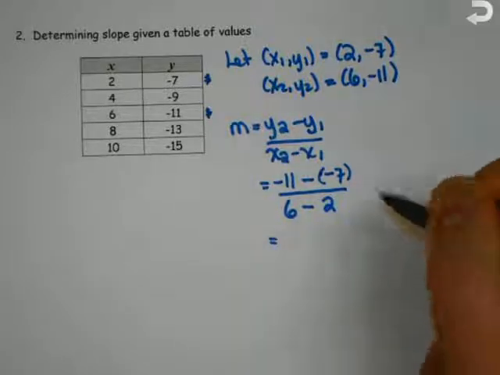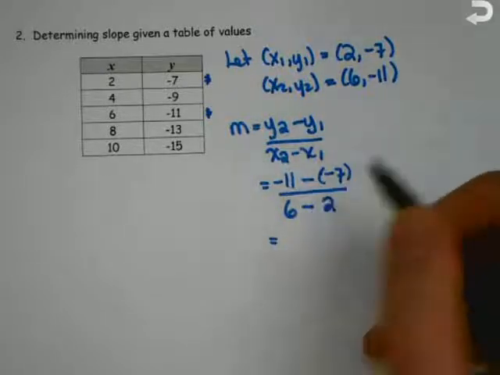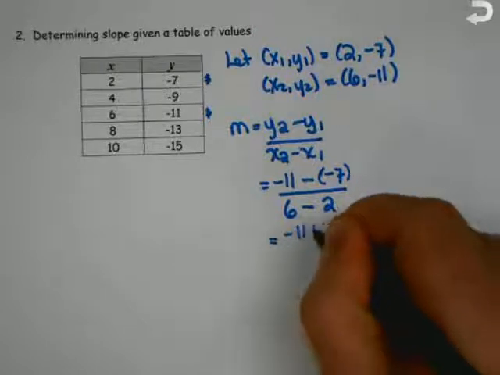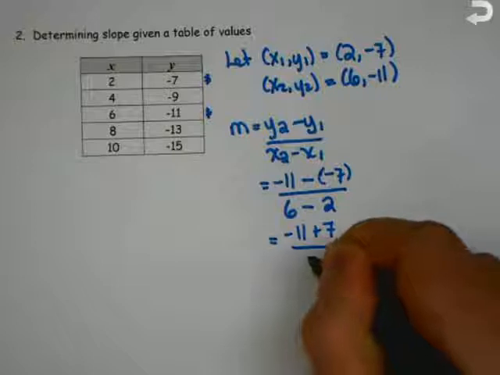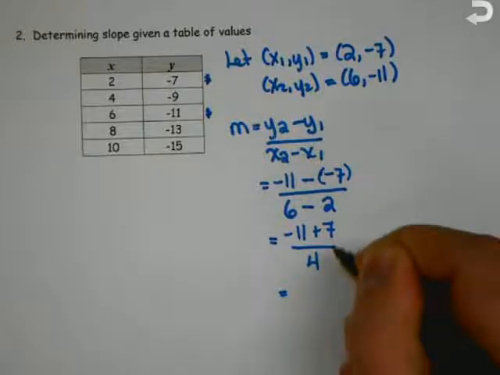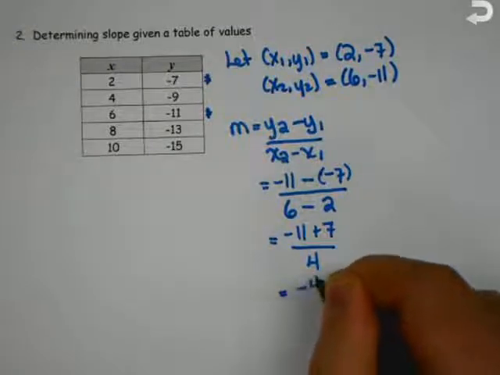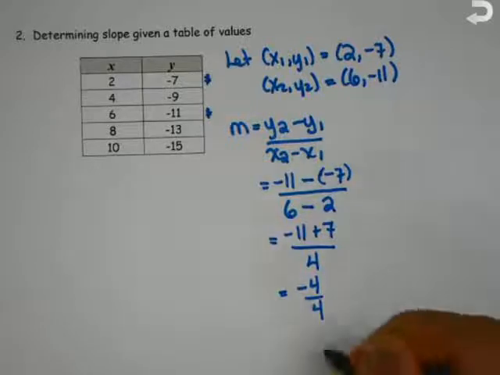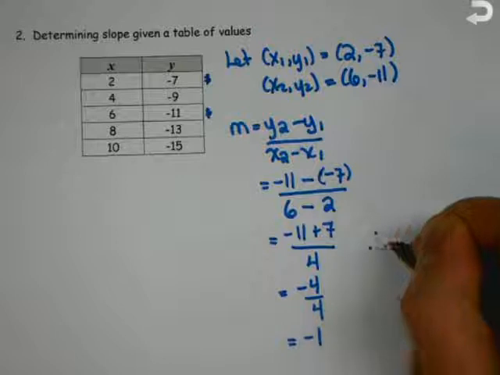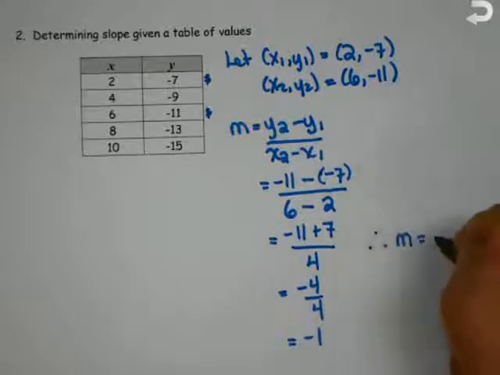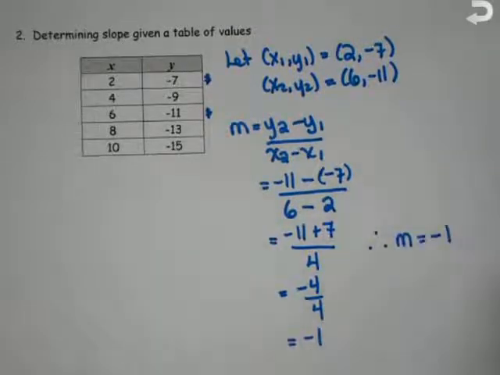Now we just do some simplifying. Negative 11 minus negative 7 is the same as negative 11 plus 7. 6 minus 2 is 4. Negative 11 plus 7 is negative 4 over 4 in this case. And that way m equals negative 1. Therefore, the slope of this line is m equals negative 1.